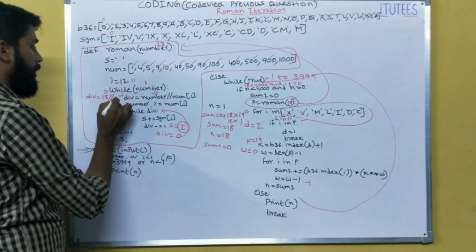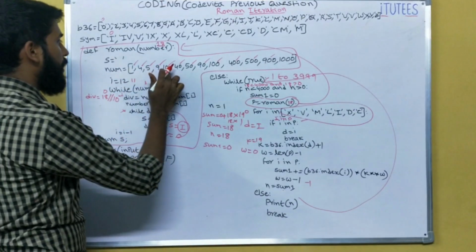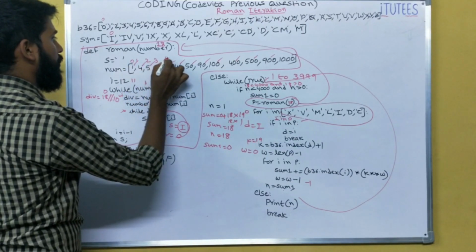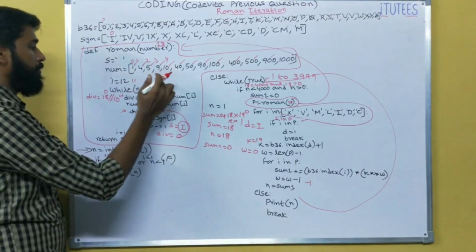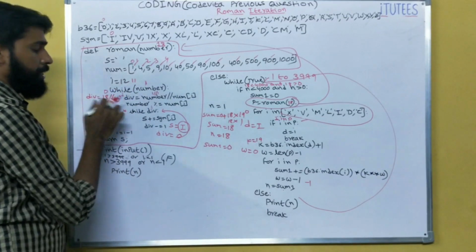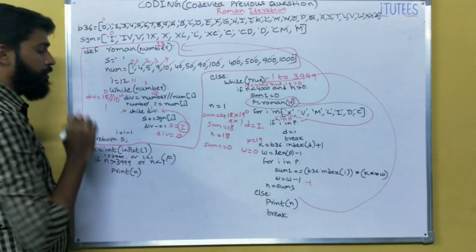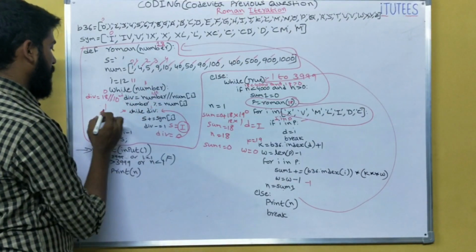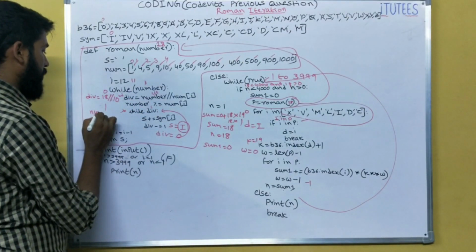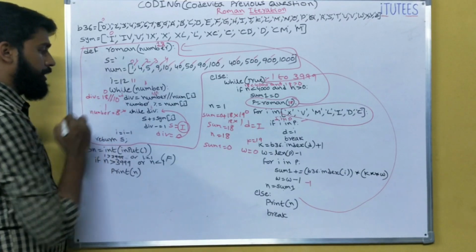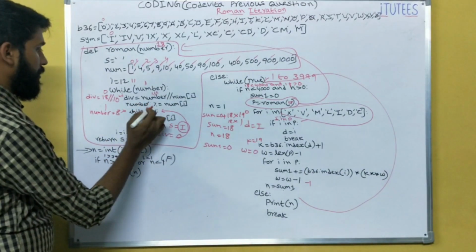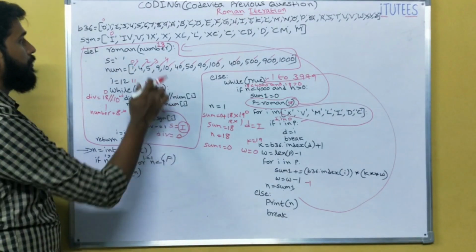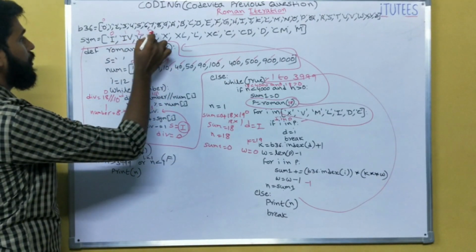So coming to here, 10. What's the I value here? 0, 1, 2, 3, 4. I value is 4. 18 by 10, now div equals 1. Again number equals number percentage, that means number equals 8. While div, it is 1. S equals S plus sym of I. What is the 4? 0, 1, 2, 3, 4.